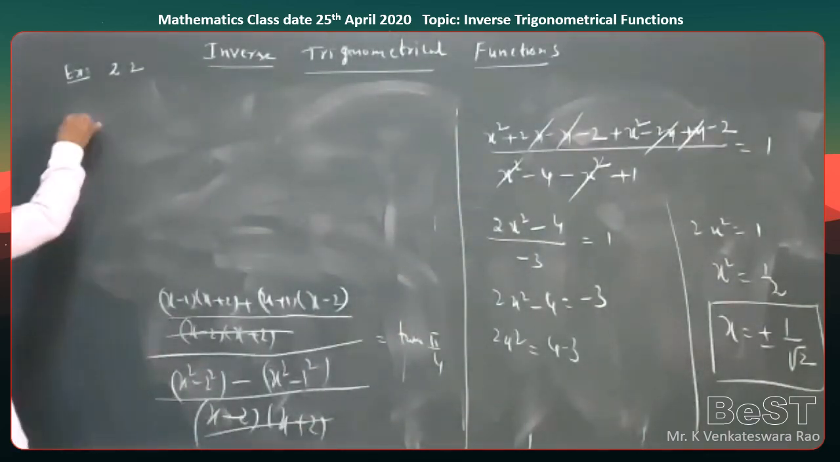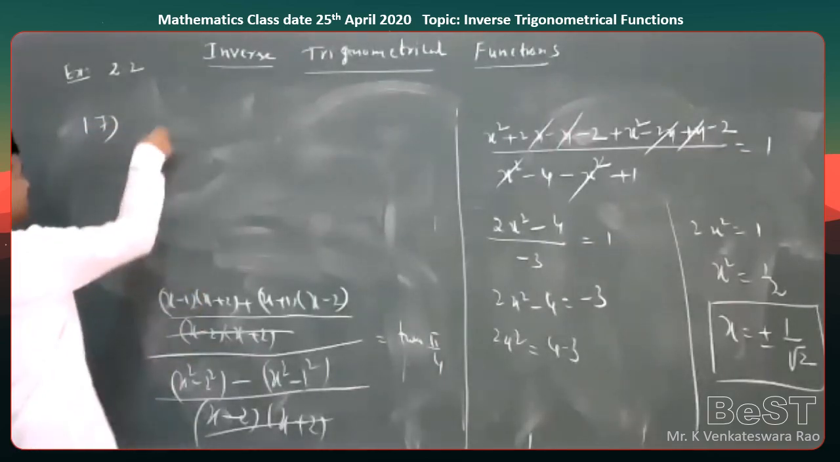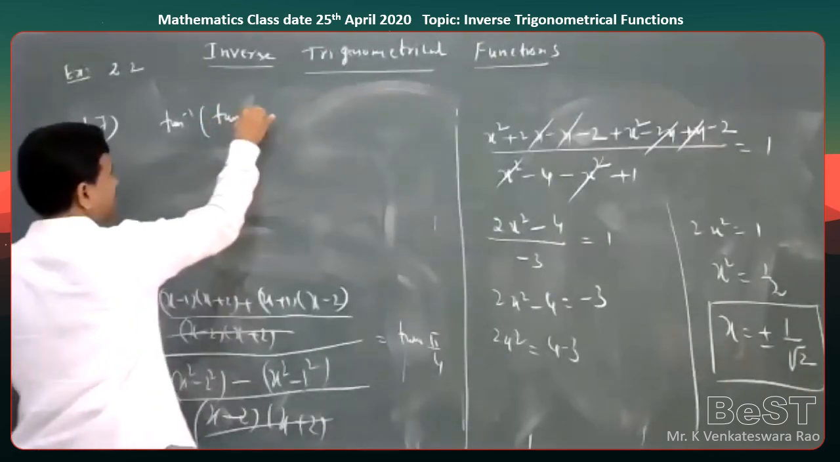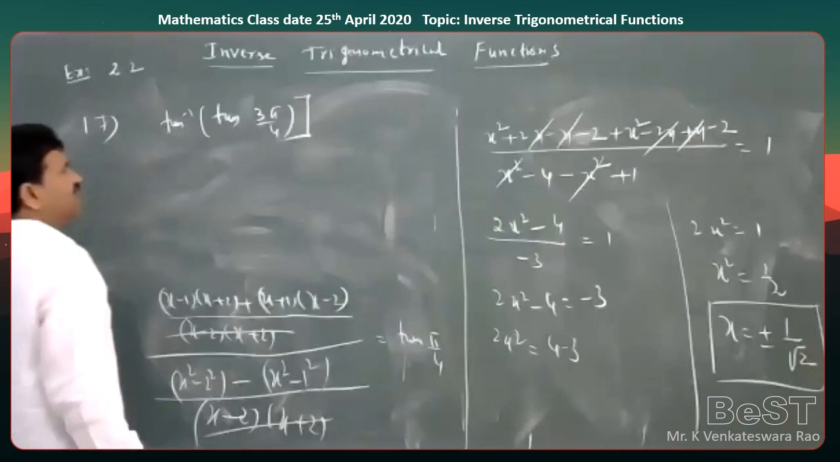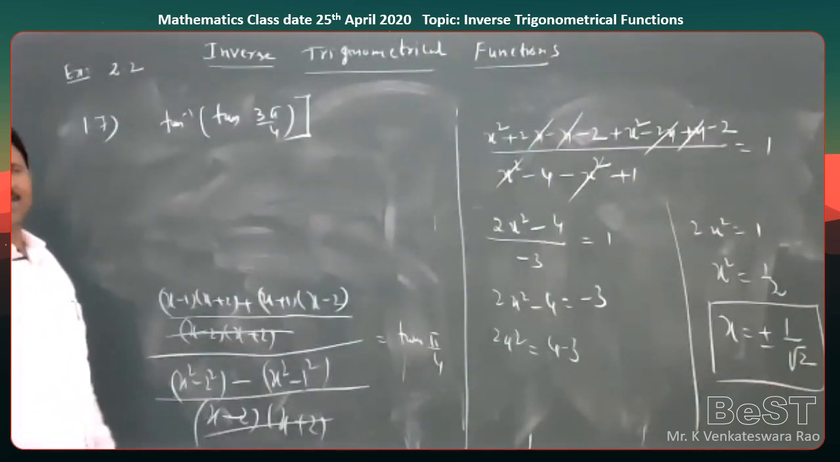Next, 17th problem. Tan inverse of tan 3 pi by 4. Right, tan inverse of tan 3 pi by 4. What will you do as the mistake immediately? You will write 3 pi by 4. Wrong.